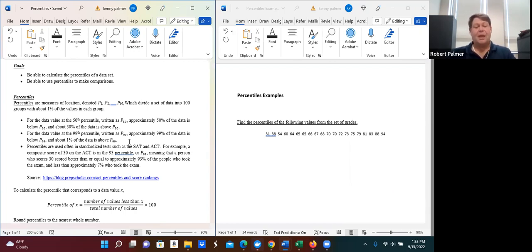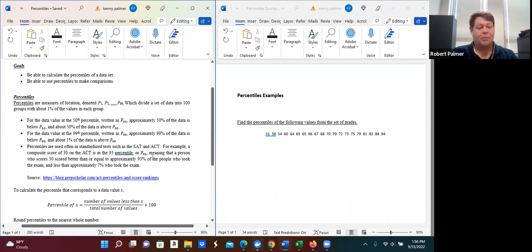Now, how are percentiles used? You're probably most familiar with them if you've taken the ACT or SAT. They're often used to give an idea of comparison for standardized tests. Percentiles are often used in standardized tests such as the SAT and the ACT. For example, a composite score of 30 on the ACT is in the 93rd percentile, or P93.